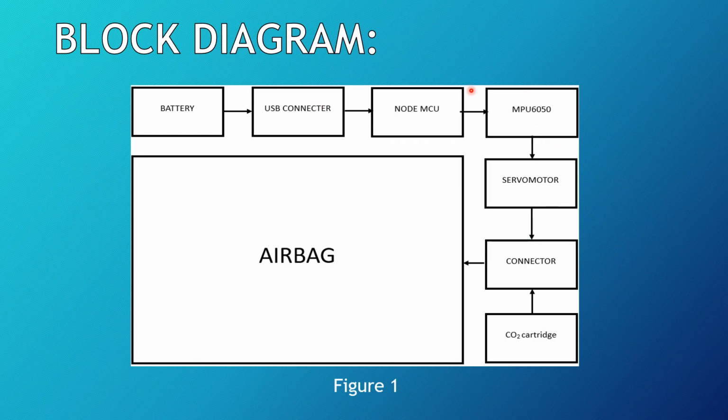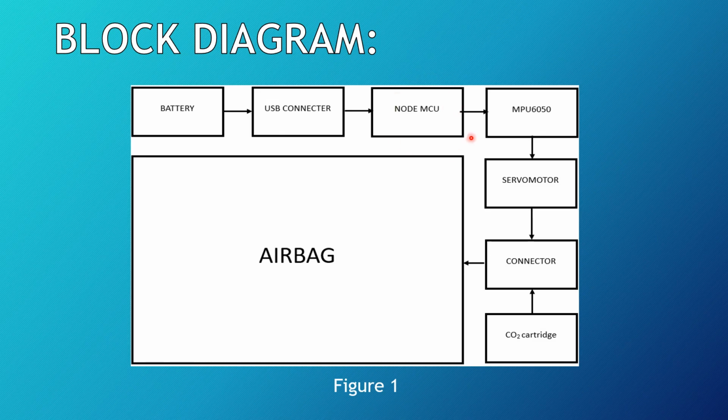This is a general block diagram of the prototype presented. The battery used here is a 3.7 volt 2600 milliampere battery. It is used to hold the power. A USB connector is used for charging the battery.